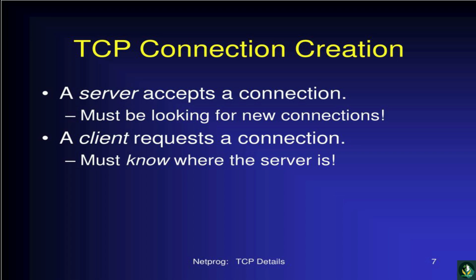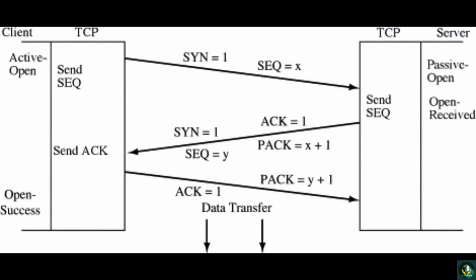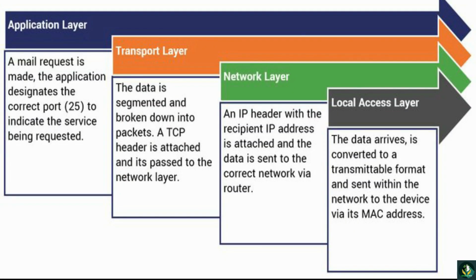So there are four layers in TCP: application layer, transport layer, network layer, and local access layer. At the application layer, a mail request is made. The application designates the correct port, 25, to indicate the service being requested. Then at the transport layer, the data is segmented and broken down into packets.